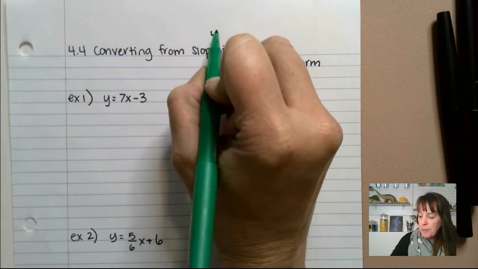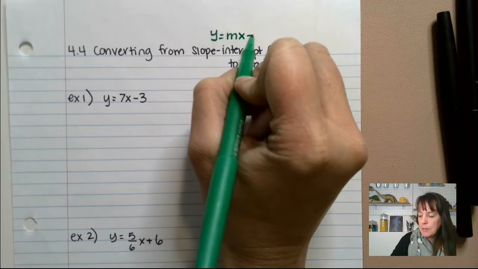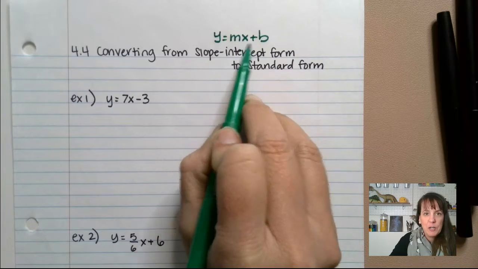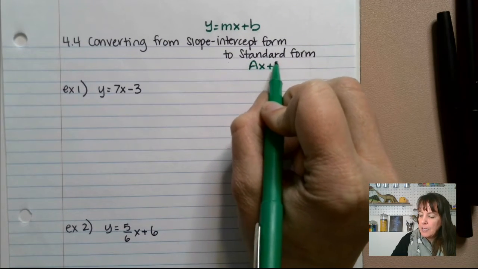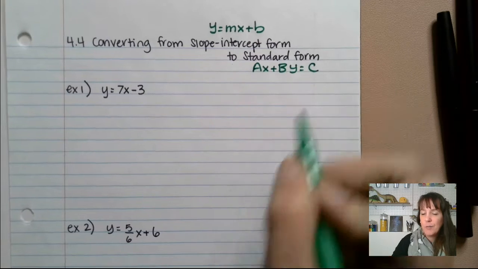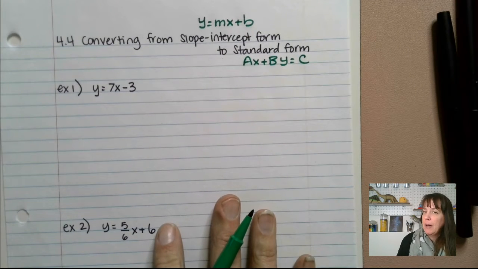Just a reminder, slope-intercept form is y equals mx plus b. It's because we have our slope and our intercept. Our standard form is ax plus by equals c. You're going to want to write that in your notebook if you have not already.